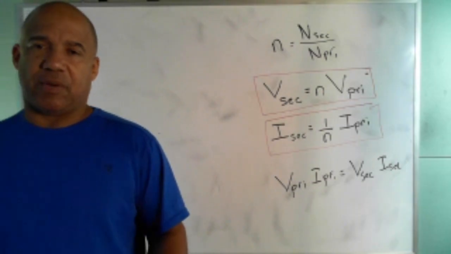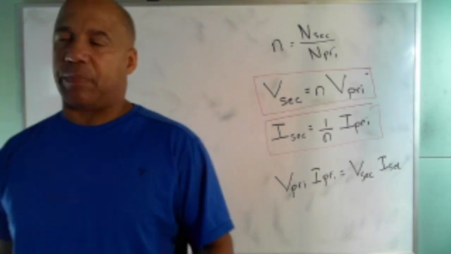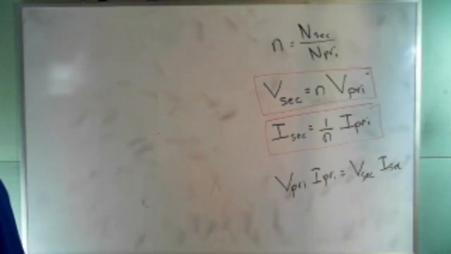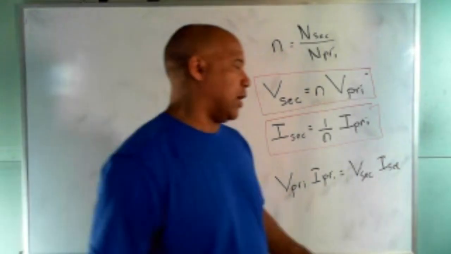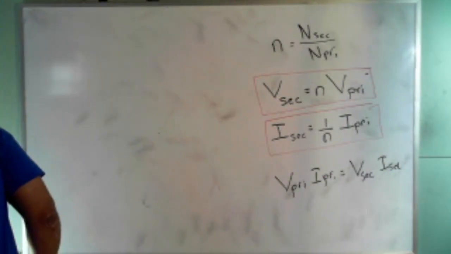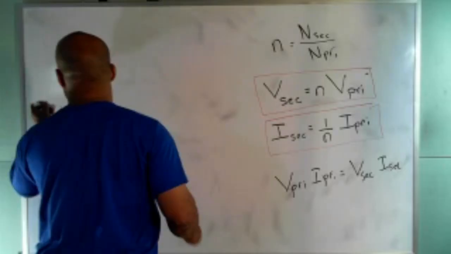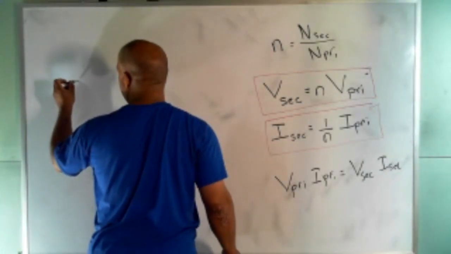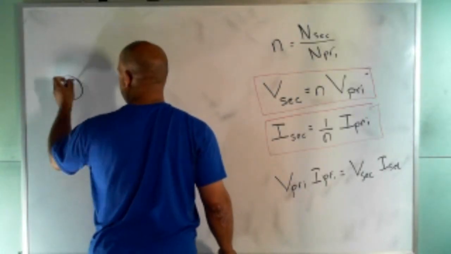Now you're probably saying, well, that's confusing. So let me just draw the picture, and you'll see it. I'll just draw it as a circuit instead of reading it. So here's what we have. We have a transformer hooked to a 50 volt source.